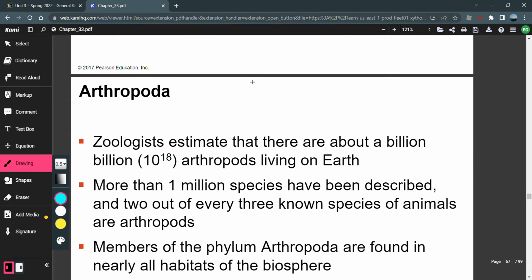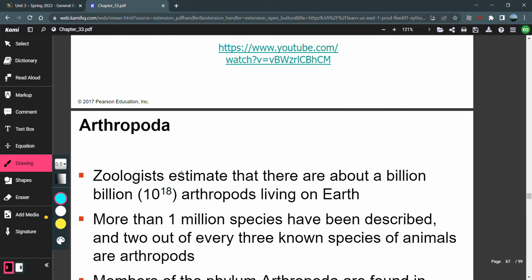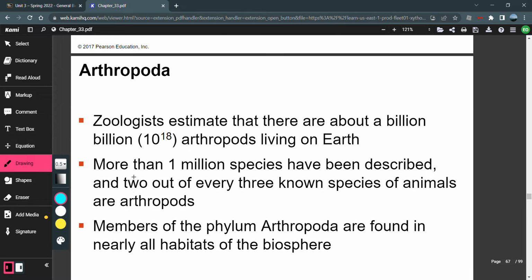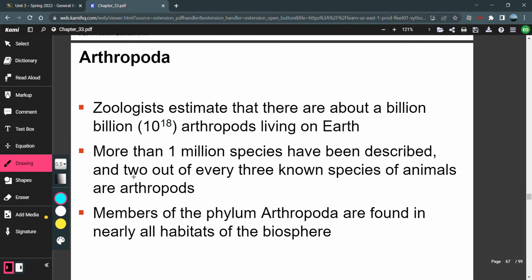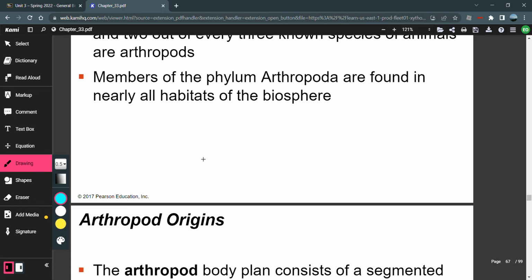Now we'll be going over arthropods. So arthropods, we estimate there are about a billion, 10 to the 18th power or something like that, arthropods living on the earth. More than 1 million species have been described. So they're found in all habitats.